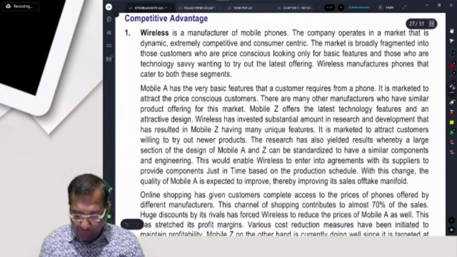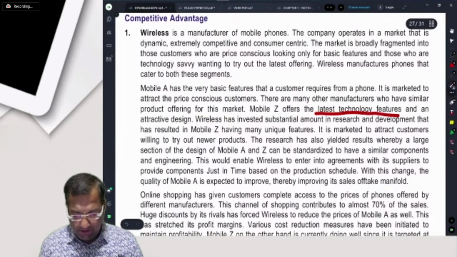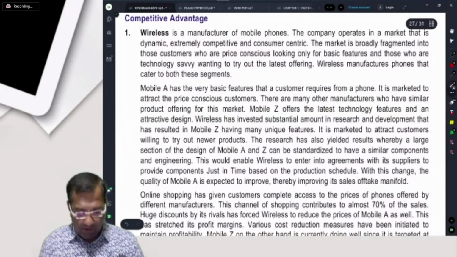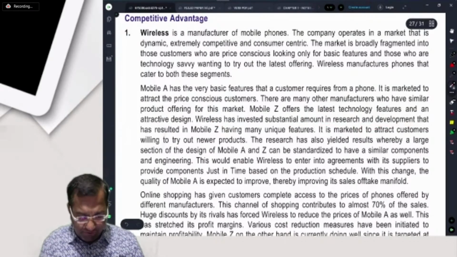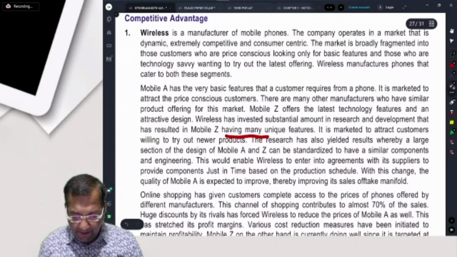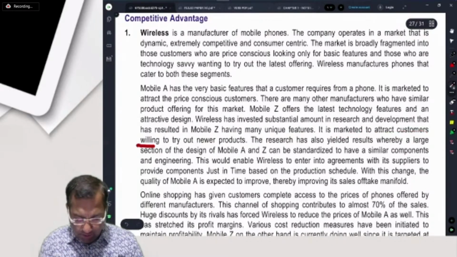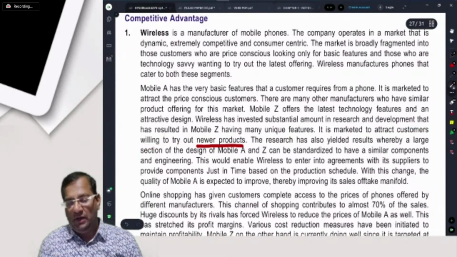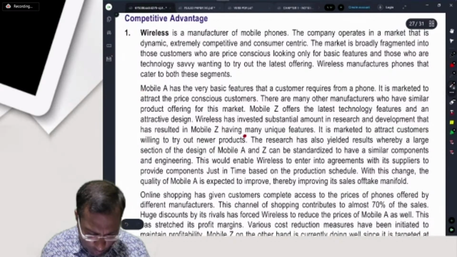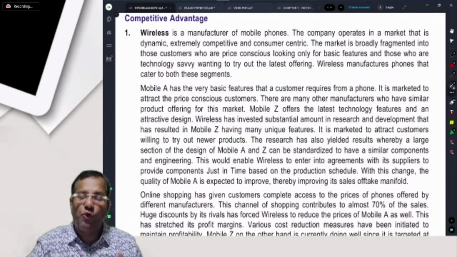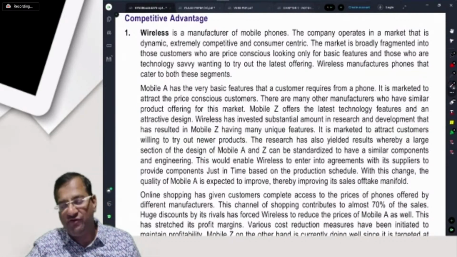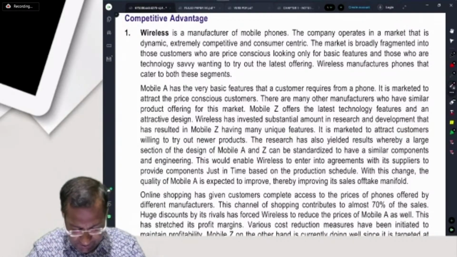Mobile Jet offers the latest technological features and an attractive design. The company has invested a substantial amount in R&D that has resulted in Mobile Jet having many unique features. It is marketed to attract customers willing to try out newer products. I think these details are more than enough to identify whether mobile A has the low cost advantage or the product differential advantage, while mobile Jet has the low cost advantage or the product differential advantage.